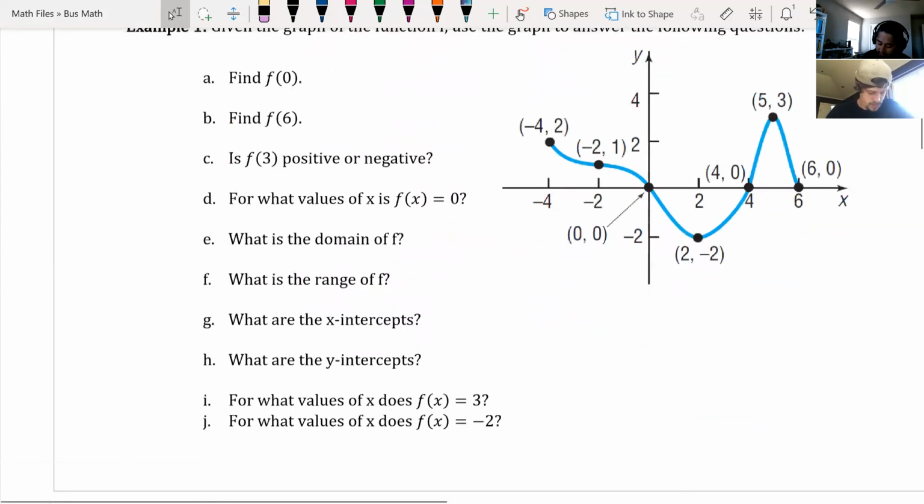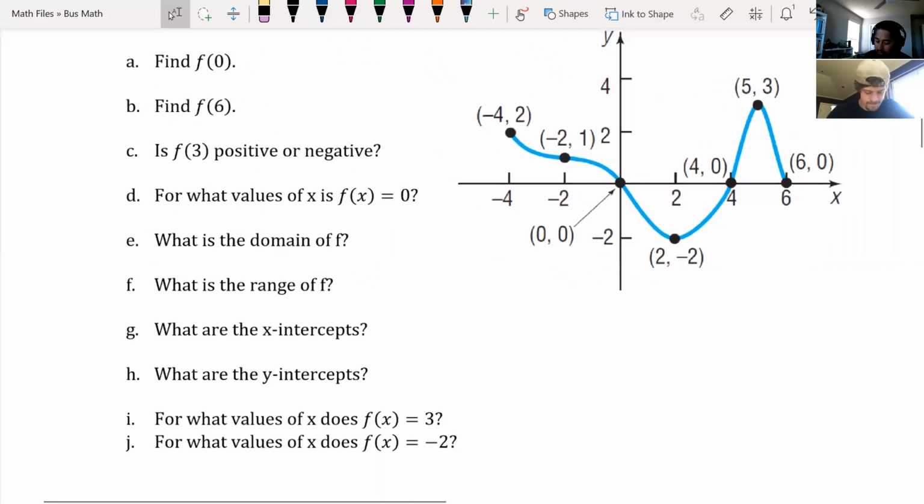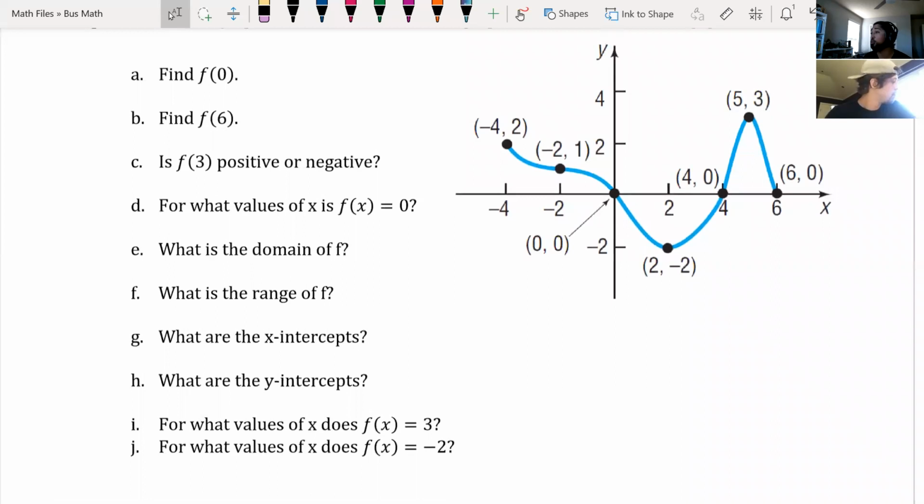here we are given the graph of a function. And it's very important to know how to read a graph and know what it's asking. So for A, this says find f of 0. So this is our function notation. And this function notation belongs to this graph on the right.